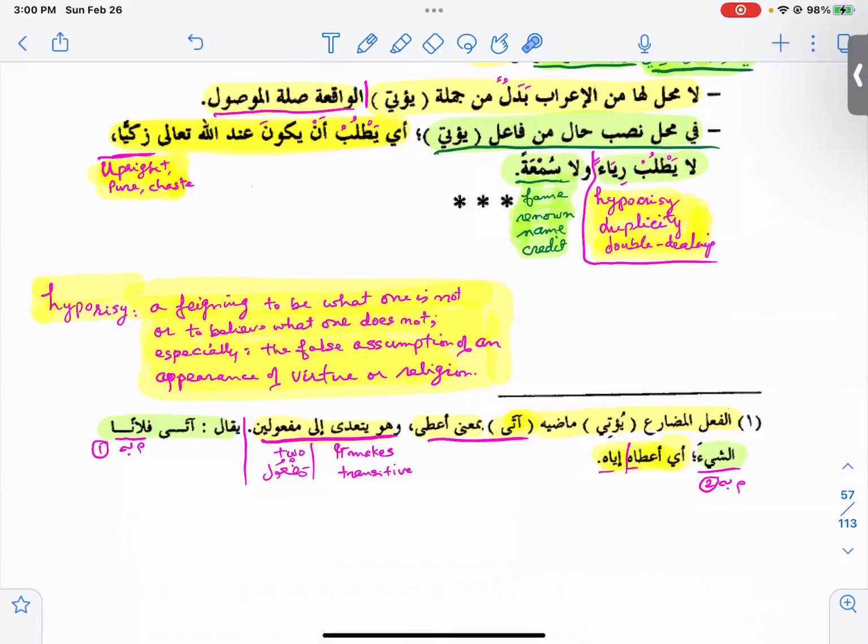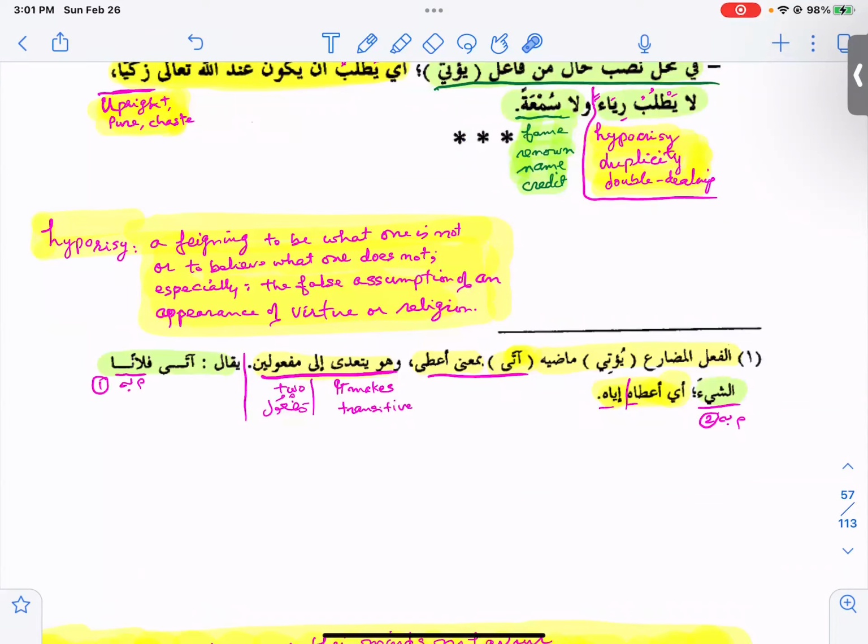Hypocrisy, you know. I wrote it down. Affirming to be what one is not, or to believe what one does not, especially the false assumption of appearance of virtue in our religion. This is what hypocrisy is, you know.